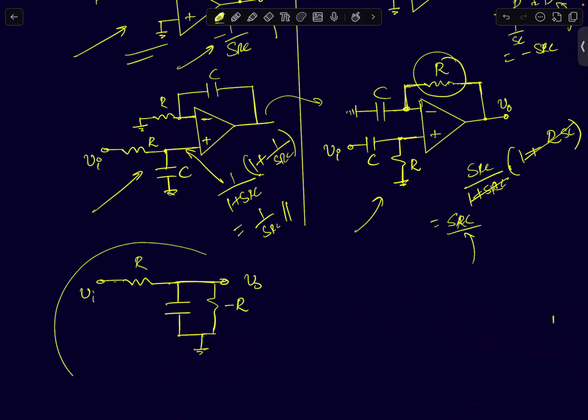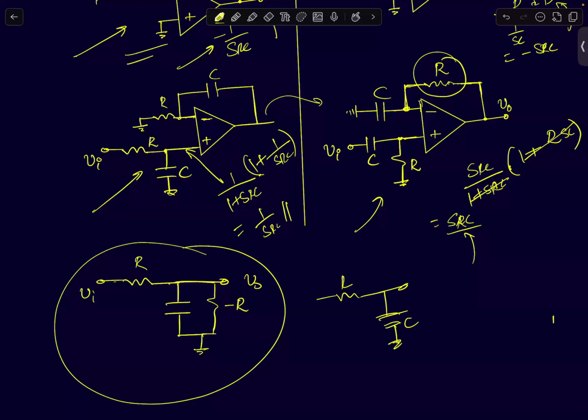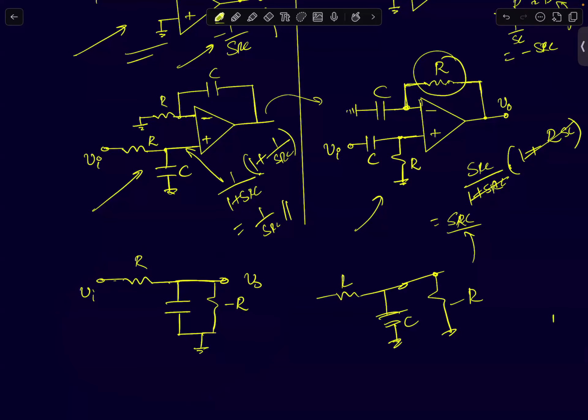Let's say you are given a circuit like this. You start with a low pass filter, which is an R and a C, a first order low pass filter, and then just add a negative resistance of value minus R in parallel with the capacitor. Now, what do you think will be the transfer function from input to output? Can you guys solve it? Just apply KCLs and KVLs and see what you get. If you can solve the circuit, see what you get as a transfer function.